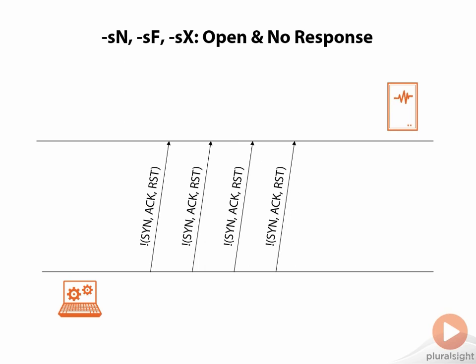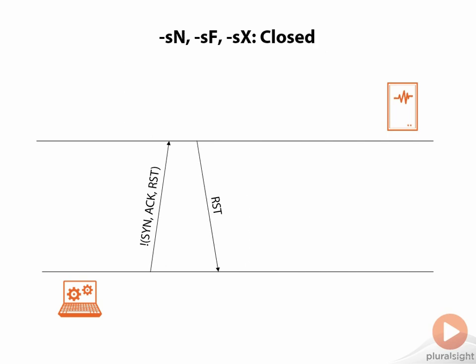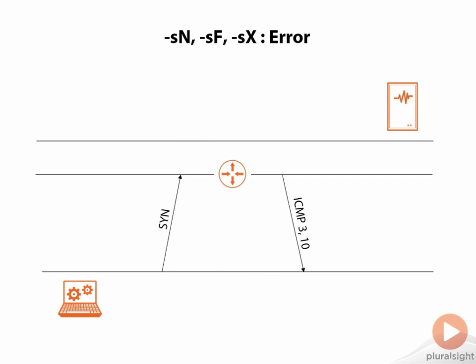This result is the same ambiguity with UDP scanning. No response could mean either that the port is open or filtered, but we can't determine which. In both cases, NMAP reports the port as open/filtered. Closed ports respond with a reset packet. If an ICMP error message is returned from an intervening router, NMAP classifies the port as filtered.